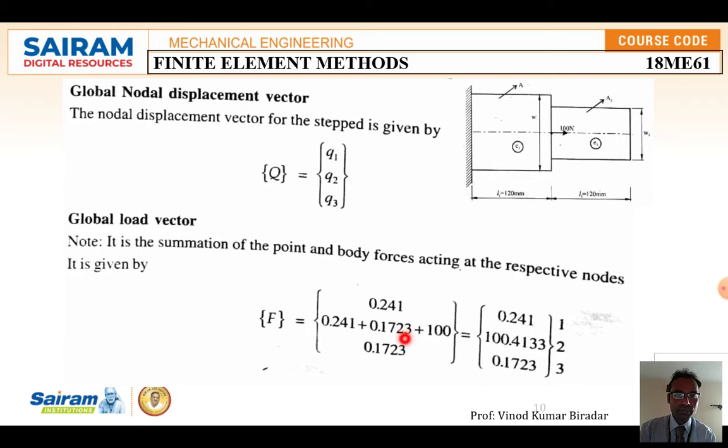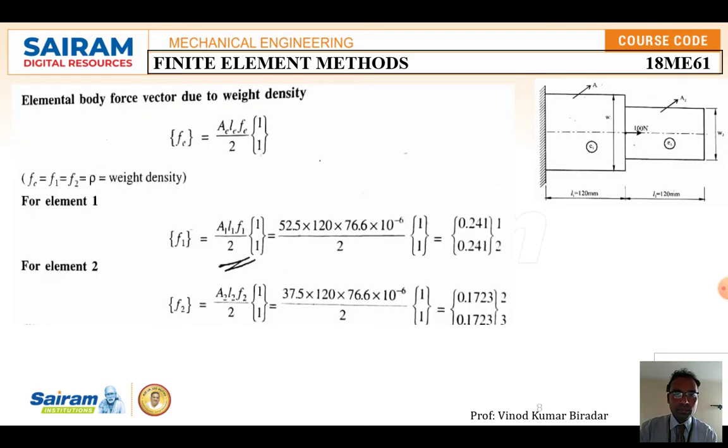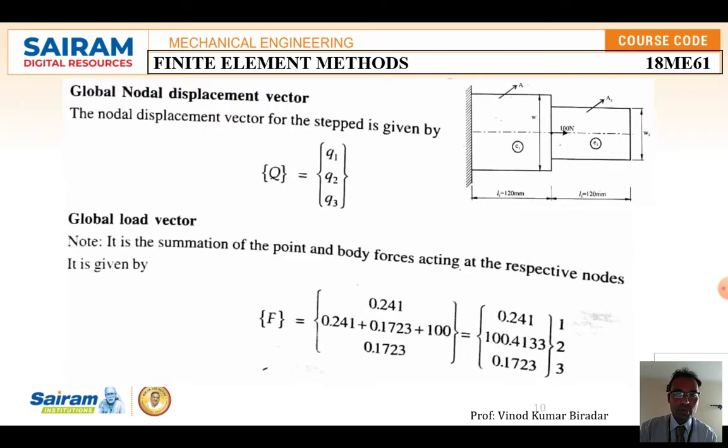0.241 plus F1 plus F2 plus F3. So this 100 Newton also has to be considered here, okay. So F1 is 0. So 0.241 and 0.1723 plus 100 Newton, a combination of all those things, and 0.172, that is F2, okay, which gives the global load vector. So you are going to get the load vector like this, 1 2 3.